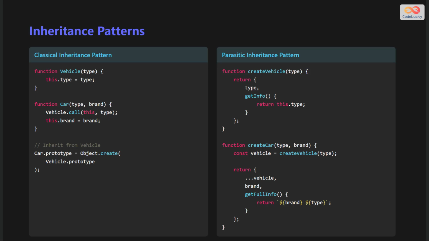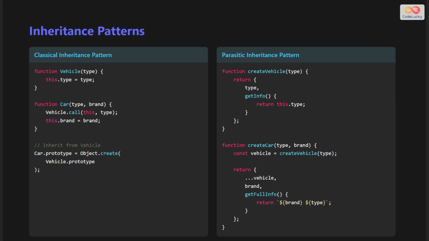There are different ways to implement inheritance in JavaScript. The classical inheritance pattern involves setting the child's prototype to an object created from the parent's prototype. In contrast, the parasitic inheritance pattern creates an object and adds its own unique methods or properties before returning it.